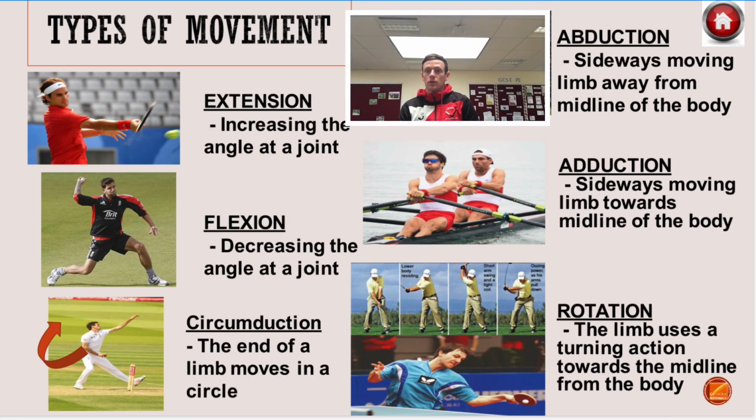The first one is extension. Extension is where the angle of a joint, for instance my elbow here, increases. The opposite to that is flexion. When muscles flex, or your arm flexes, the angle at the joint decreases. So remember, extension, the joint increases in terms of its angle. Flexion, the joint decreases in terms of its angle.